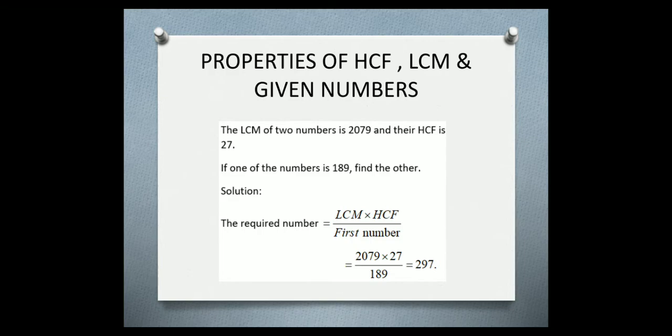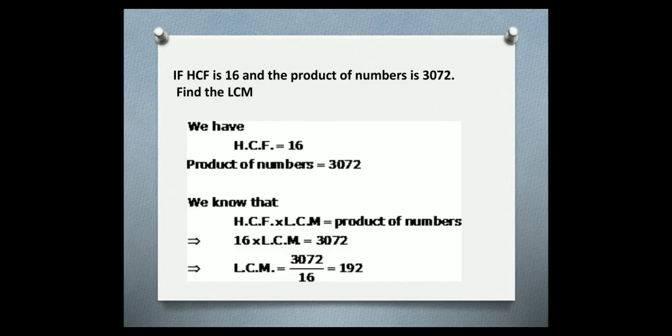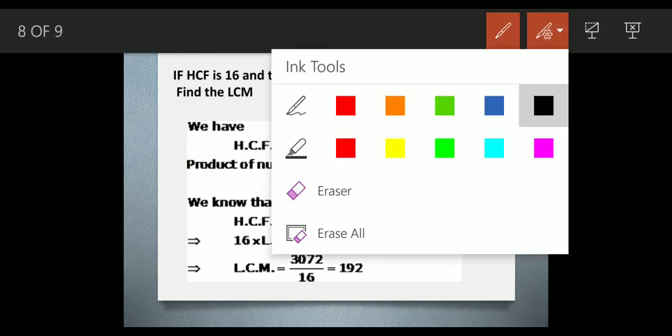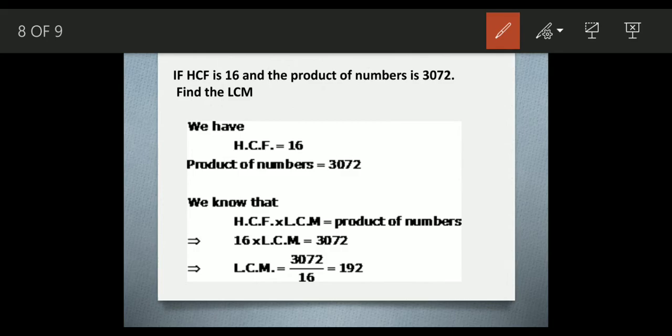For example, if HCF is missing but LCM and the numbers are given, how can I find it? Or if HCF and LCM are given and the numbers are missing, how can I find them? For that we have a formula. So what is the formula? First I'll say the formula for you all. You can see it here, I hope you're able to see. I'll just highlight and show for you. HCF into LCM is equal to the product of the numbers. So this is my formula.